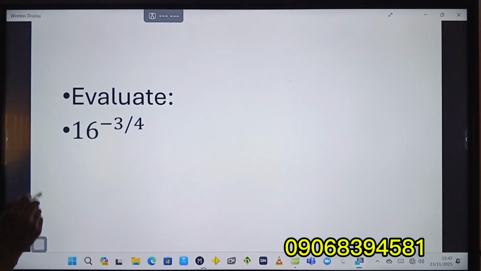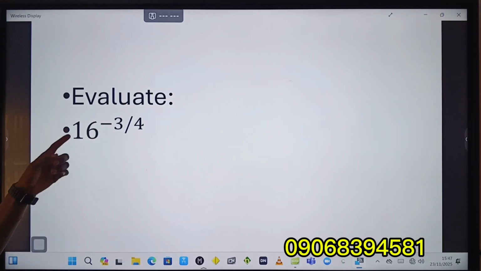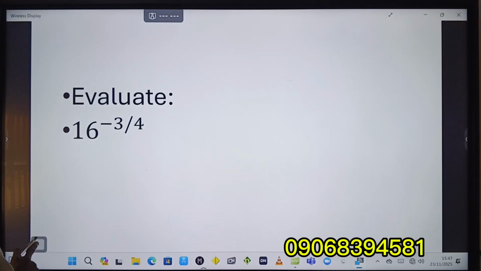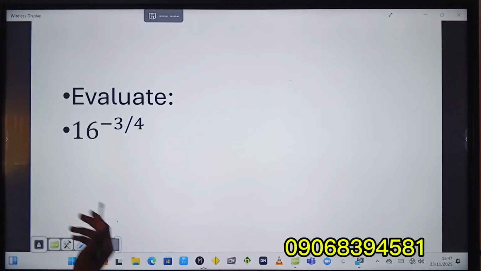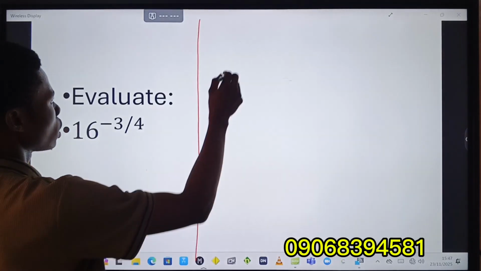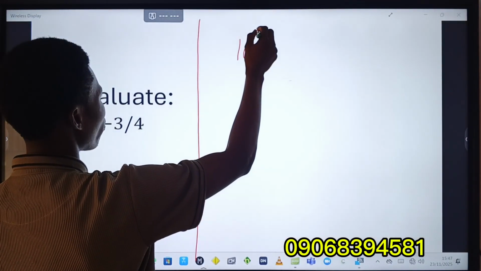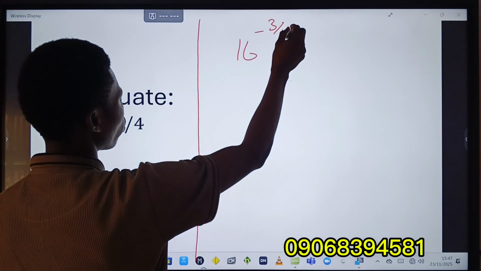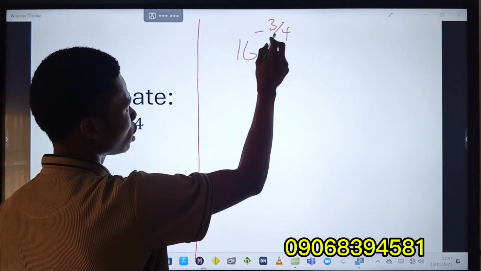Next question says evaluate this. If you have to evaluate 16 raised to power minus 3 over 4, I think this one is a little different from what we've been doing, but still the same principle. Now, if I want to evaluate this, 16 raised to power minus 3 over 4, first thing, let me remove this negative index here.